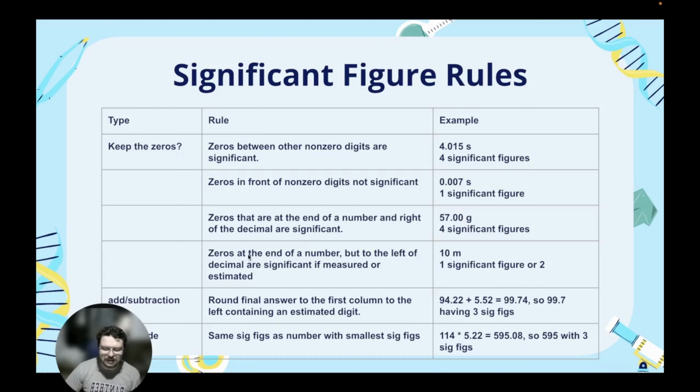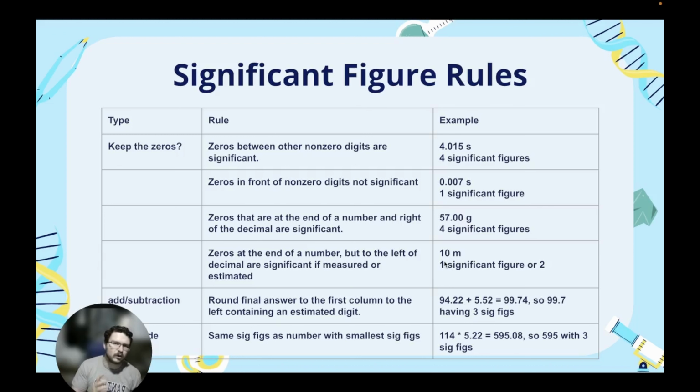The next one is that zeros at the end of a number but to the left of a decimal are significant if they were measured or estimated. So this is a rule that can go either way depending on who you're discussing this rule with or who's teaching your class. In my case, I am going to look at this number on the right here. It says 10 meters. This could either be one significant figure or two significant figures.